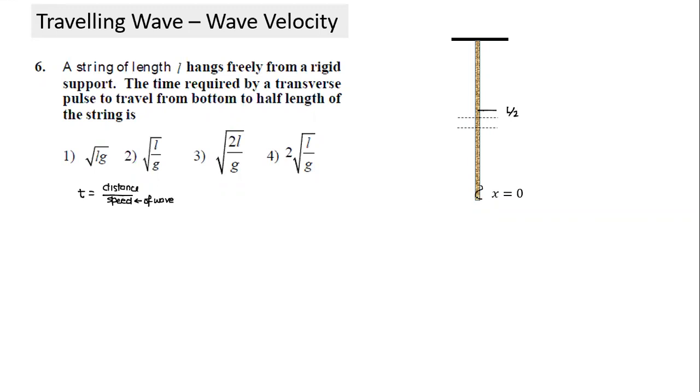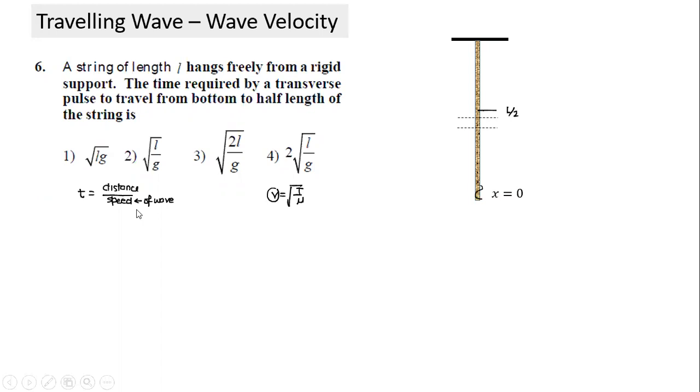But what is the speed of the wave? The speed of the wave is v equal to root of T by mu. But like the previous case, the speed of the wave here is not constant. Why is the speed of the wave not constant? At different points, tension is changing, hence the speed is changing. So this question is calculation of time where speed is not constant.